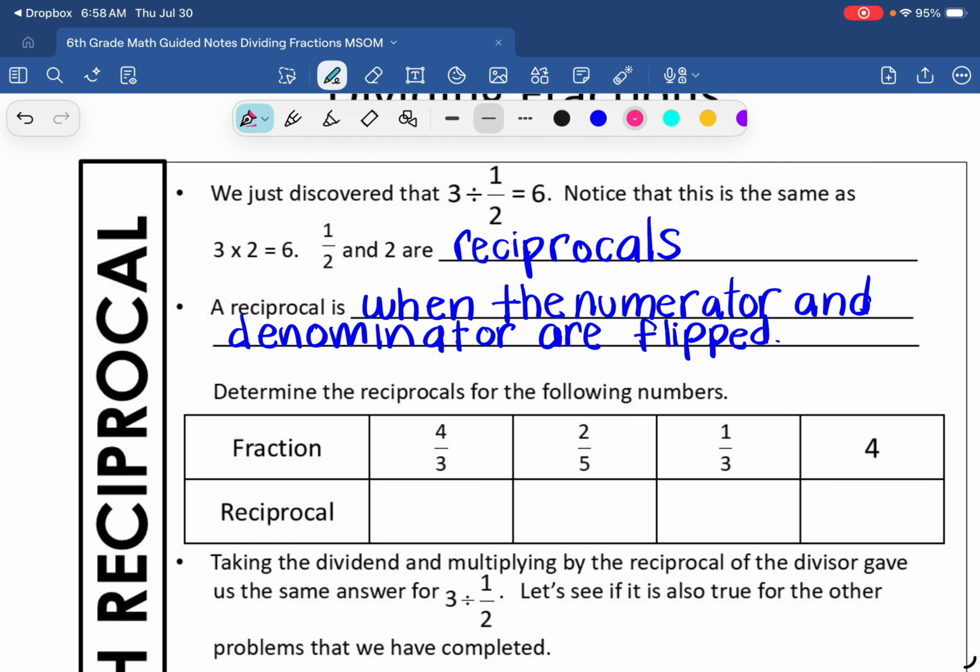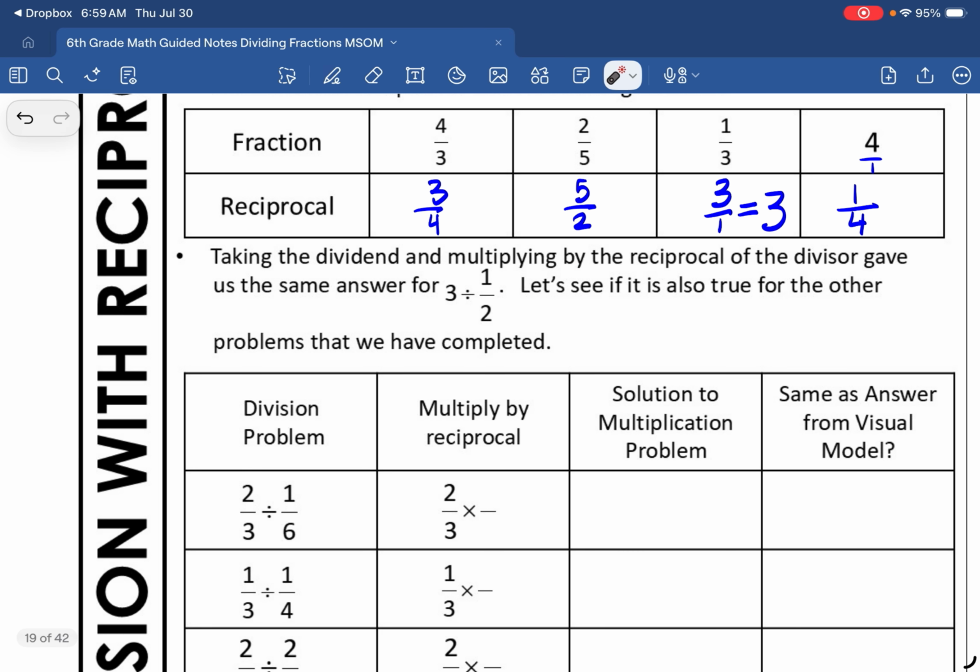So if my fraction is 4/3, the reciprocal would be 3/4. If my fraction's 2/5, the reciprocal would be 5 over 2. 1/3 would become 3 over 1, except I don't need to write 3 over 1, I could just write 3. And my 4, which should be 4 over 1, is going to become 1/4. Taking the dividend, which is my first number in the division problem, and multiplying by the reciprocal of the divisor gave us the same answer for 3 divided by 1/2.